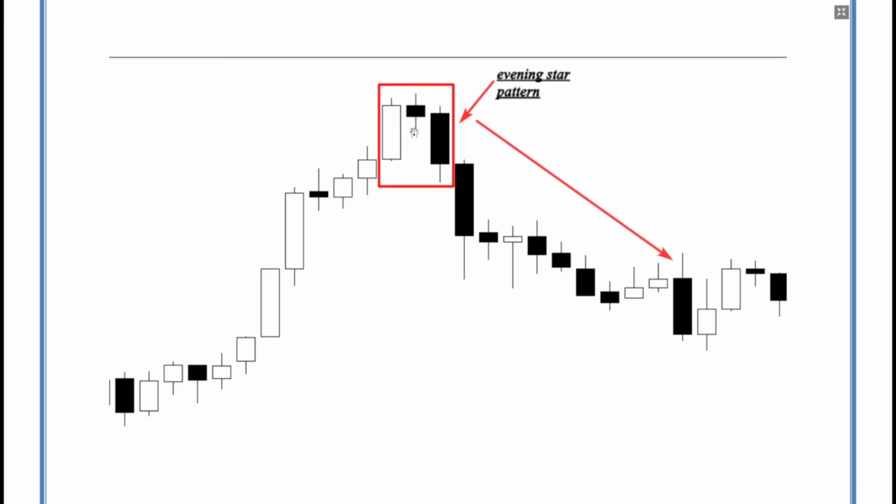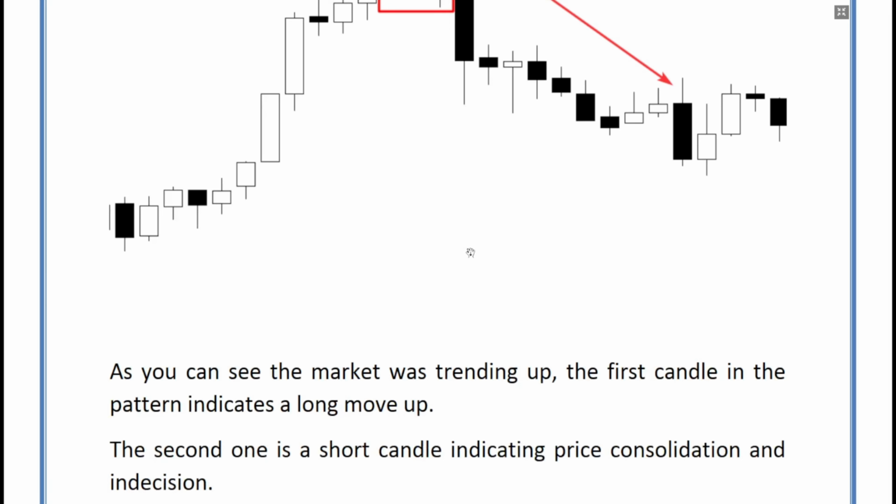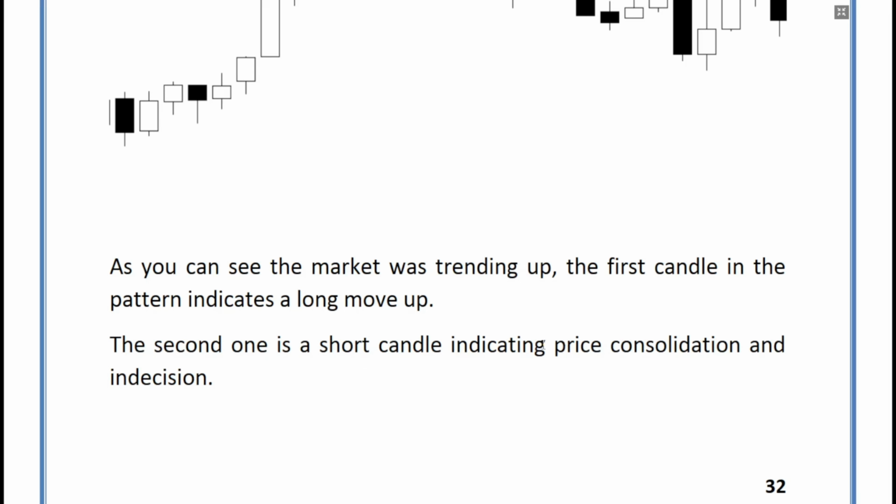For the second one, it shows us that now the buyers are losing power and the sellers are gaining power. And the third one shows us that now the sellers have gained power and they now push the market lower. As you can see, now the market will have a bearish trend, okay? Once the sellers gain power, the market will have a downward trend, because now they have been able to take control over the market. Okay, let us see the explanation again.